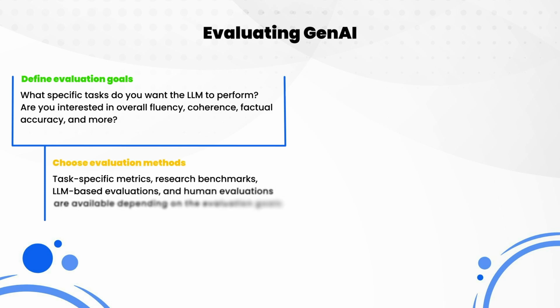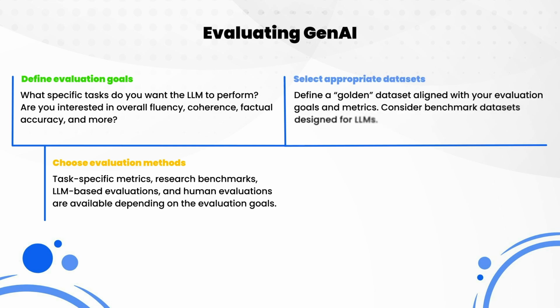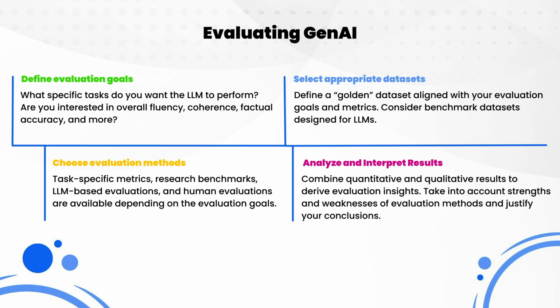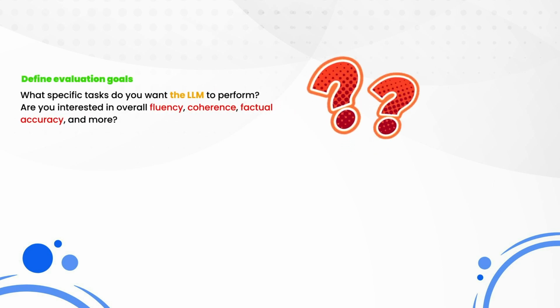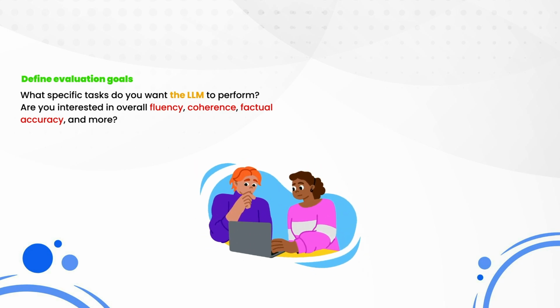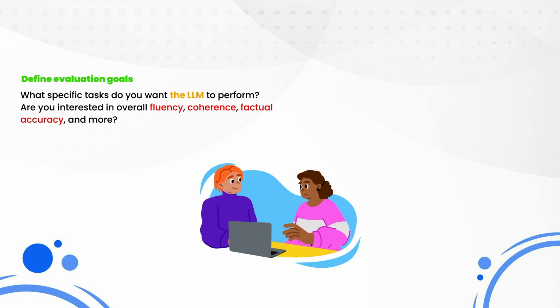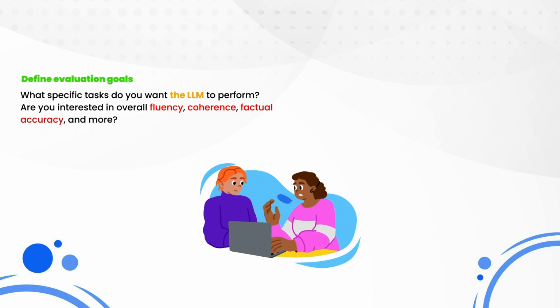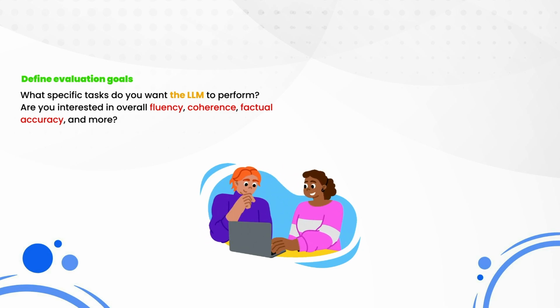Then, you choose evaluation methods. The third step is to select appropriate datasets. And finally, you analyze and interpret the results. So let's break down each of these steps. In the first step, you want to ask questions like, what specific task do you want the LLM to perform? You also want to see what metrics are more important to you: overall fluency, coherence, factual accuracy, or anything else.